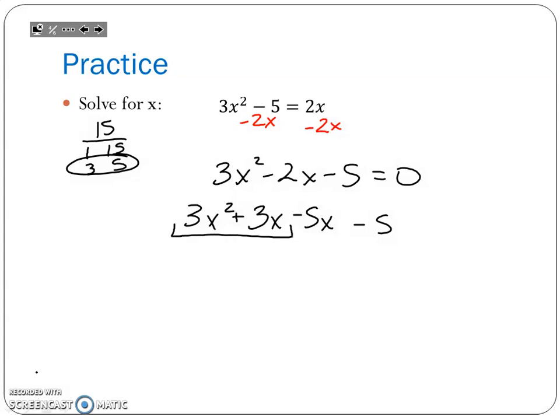What can I pull out of these first two here? Well, I can pull out a 3 and an x. When I do that, I'm left with an x plus 1. Remember, if you pull everything out, there's still a 1 there.